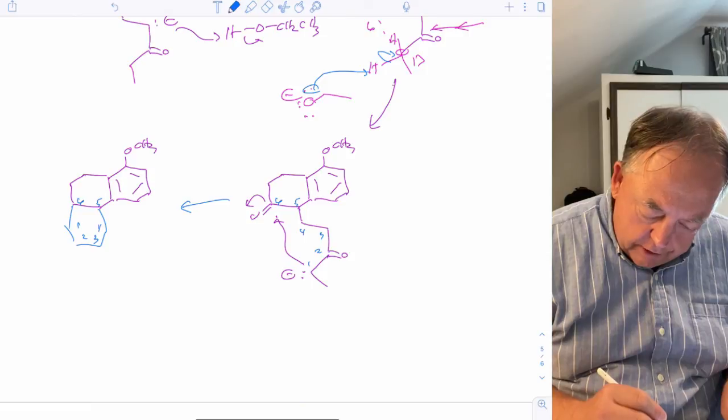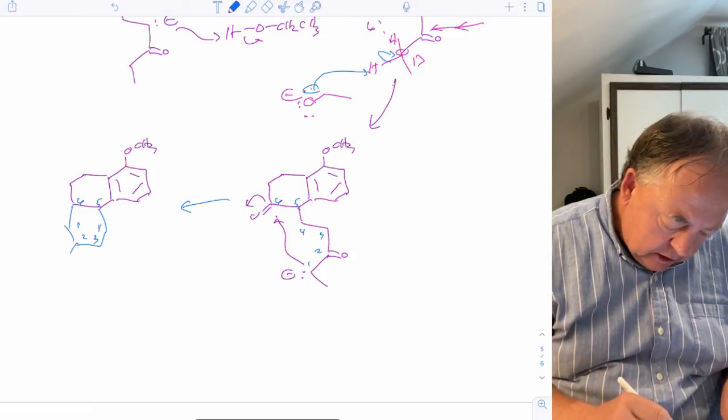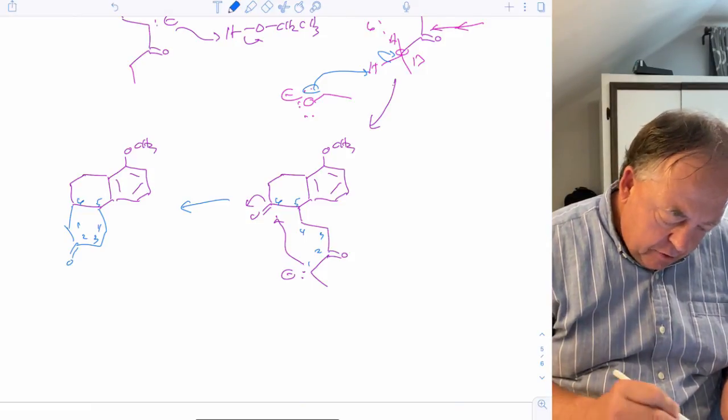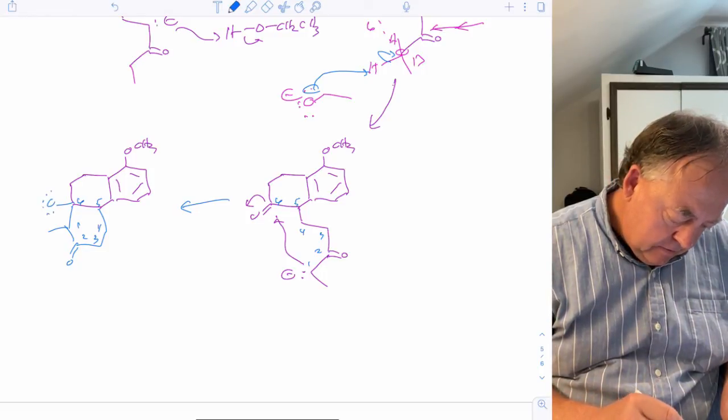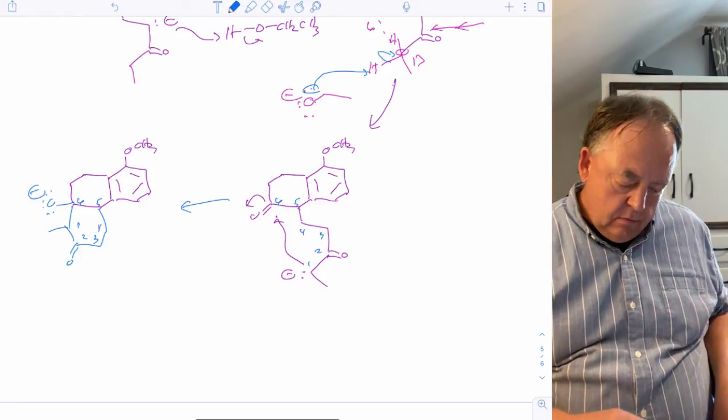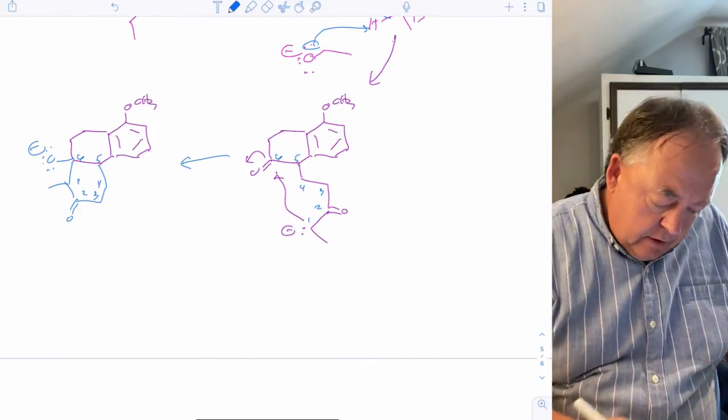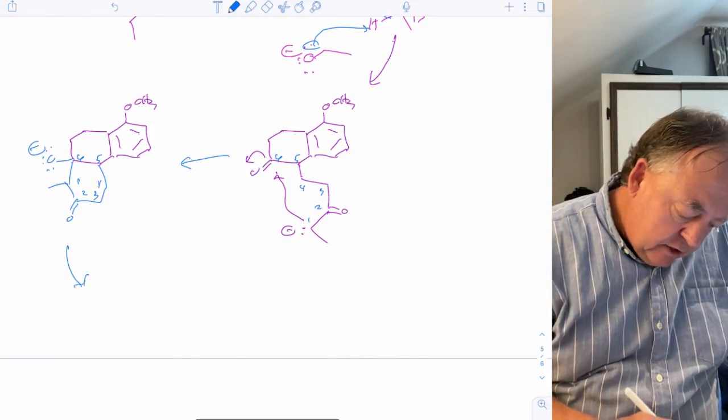Okay, so let's see. So 4, 3, 2, 1. So 4 and 3 are CH2s. 2 is a C double bond O. 1 has a methyl group on it. 6 has the O minus on it. Okay, so almost there. And now we pick up a hydrogen on the oxygen from the solvent.